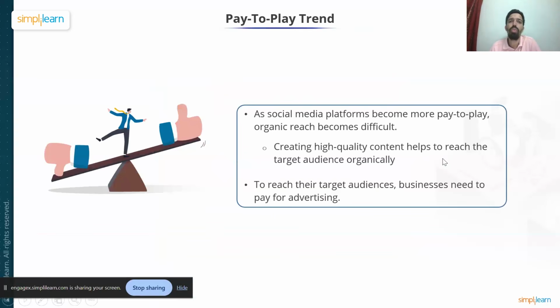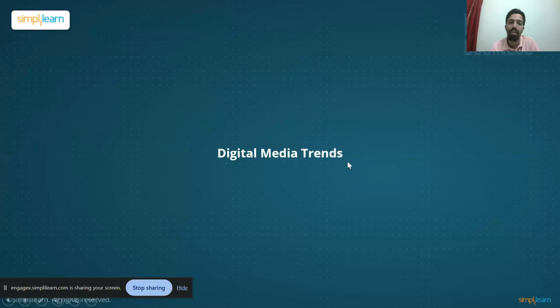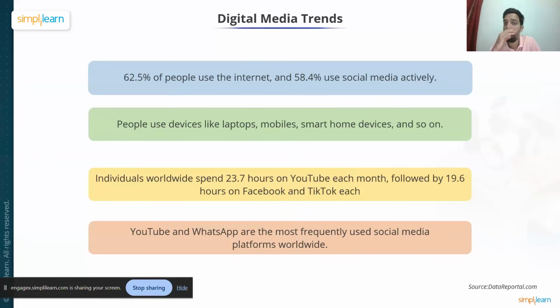Now the pay to play trend: social media platforms are becoming more pay to play than organic. Creating high quality content helps to reach the target audience. It is changing now. These are the trends, guys. 62% of people out of 100 use the internet, and 58 of them are already on social media. So there is a vast audience that we already have on social media.